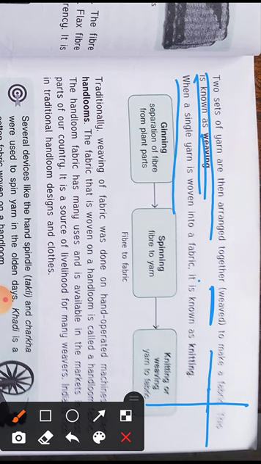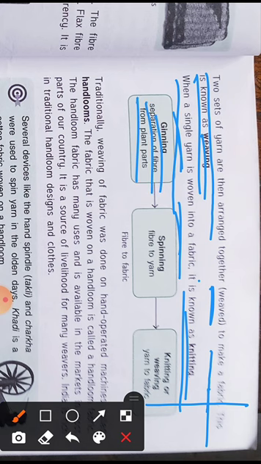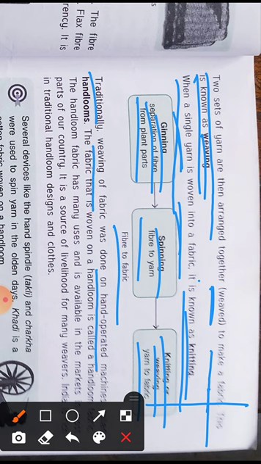When a single yarn is woven into a fabric, it is known as knitting. So the first step is ginning, separation of fiber from plant parts, then spinning fiber to yarn, then knitting or weaving yarn to fabric. This is the journey of fiber to fabric. Traditionally, weaving of fabric was done on hand operated machines.